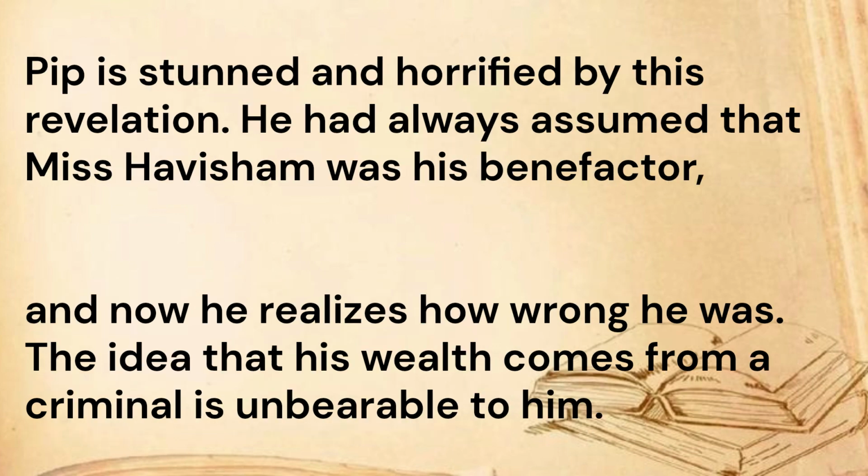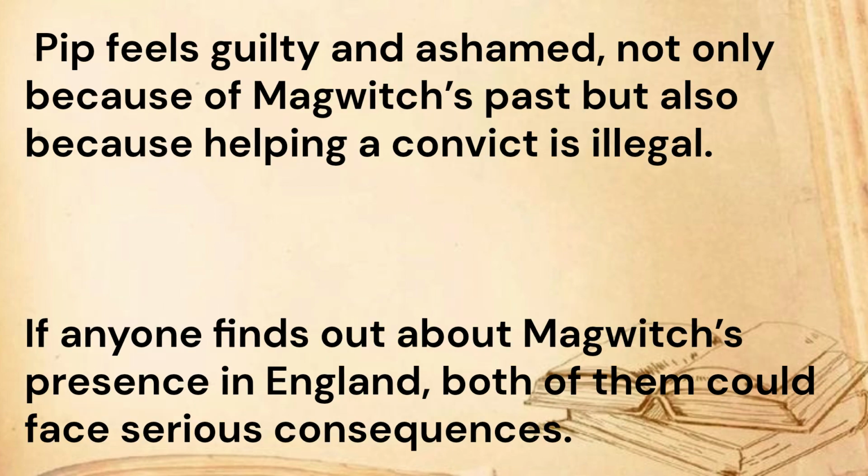Pip is stunned and horrified by this revelation. He had always assumed that Miss Havisham was his benefactor, and now he realizes how wrong he was. The idea that his wealth comes from a criminal is unbearable to him. Pip feels guilty and ashamed, not only because of Magwitch's past, but also because helping a convict is illegal. If anyone finds out about Magwitch's presence in England, both of them could face serious consequences.